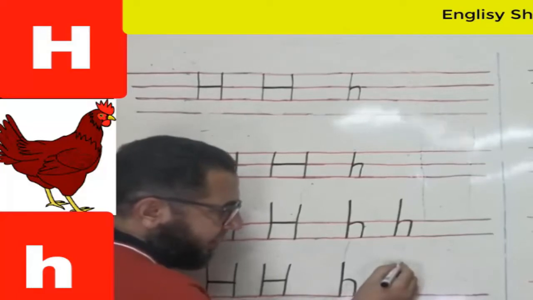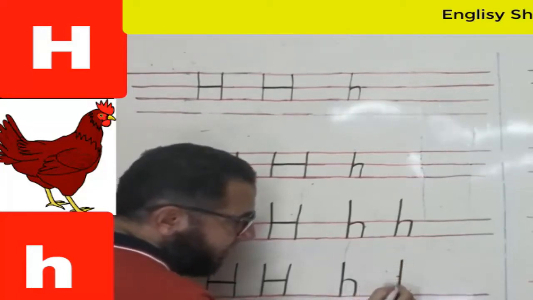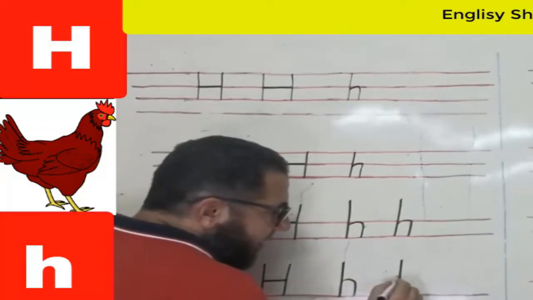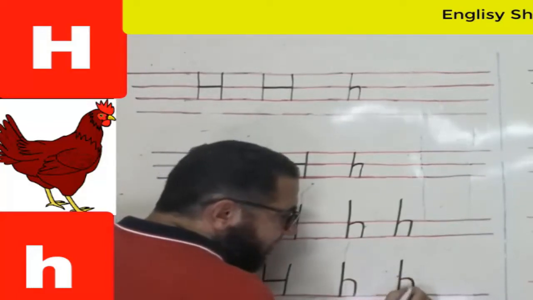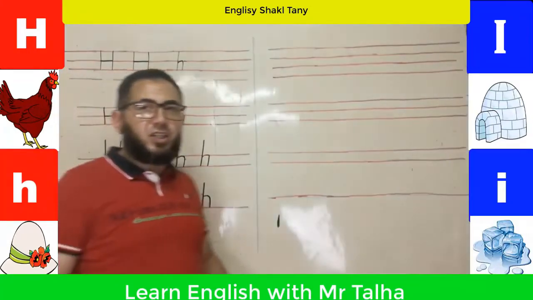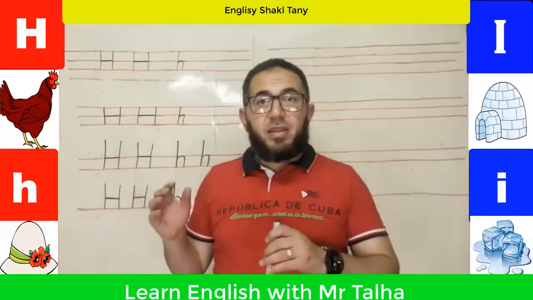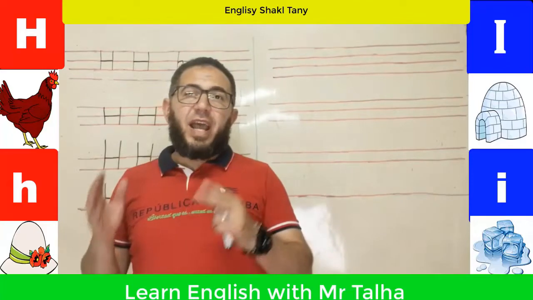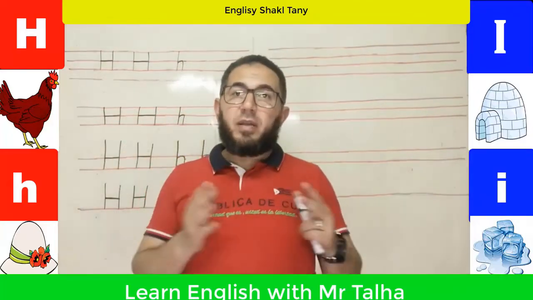Again, from the top, I'll go down to this line. And then, from the middle, I'll make a curved line, then go down like that. It's H small. And this is the way we write H capital, H small, or uppercase H and lowercase H on the lines.